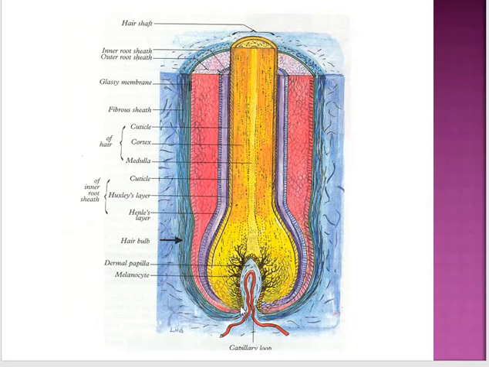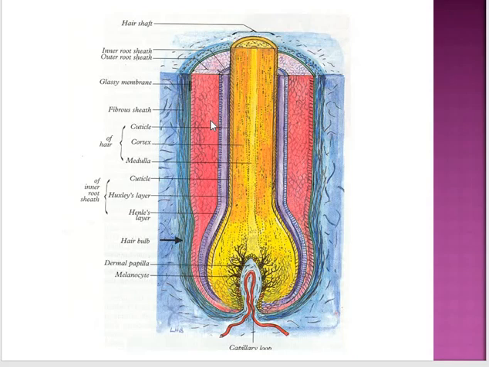The internal root sheath develops from the outermost layers of the dermal matrix, the hair matrix. So the external root sheath, or outer root sheath, develops from the stratum basale of the epidermis of the skin.